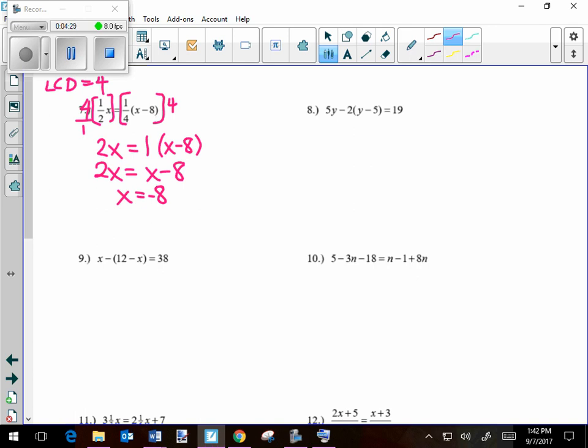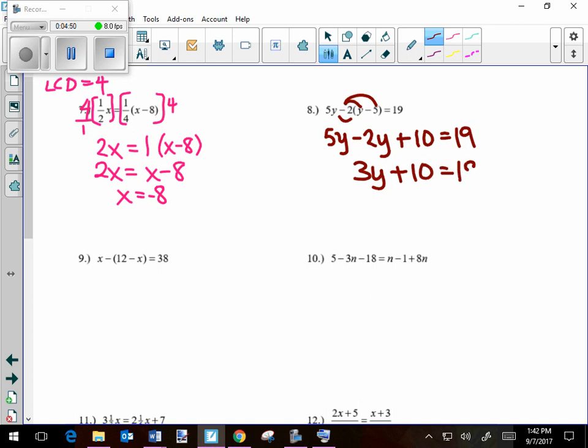Quick little reminder on parentheses, they're always governed by what's in front of them. In this case, there's a negative 2 in front that needs to get distributed through. Nothing happens with the 5y. So this equation is 5y minus 2y plus 10 equals 19 when I distribute. Combining like terms gives me 3y plus 10 equals 19. Minus 10 from both sides, so 3y is 9. Divide by 3, and you end up with 3 for your answer.